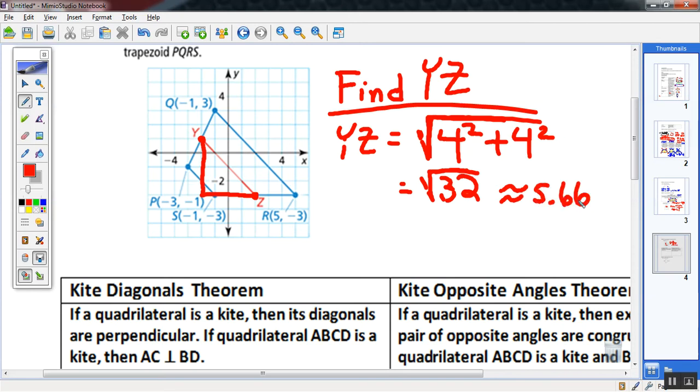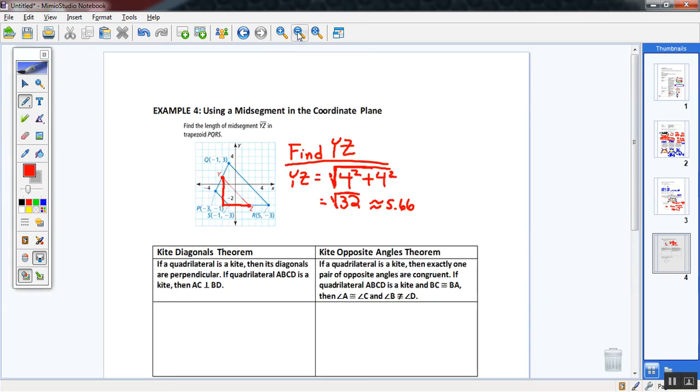Yeah, that's it. It's pretty simple, isn't it? In a coordinate plane, just find your rise, find your run, put them into the distance formula. Should be pretty easy, right? Okay. All right, well, we're moving on then.